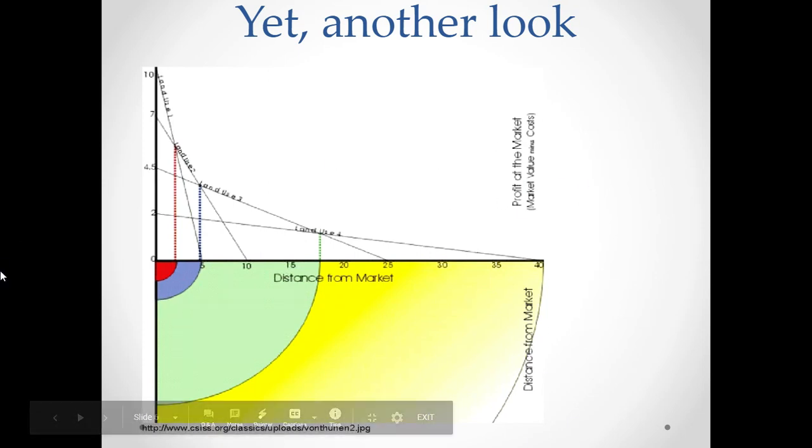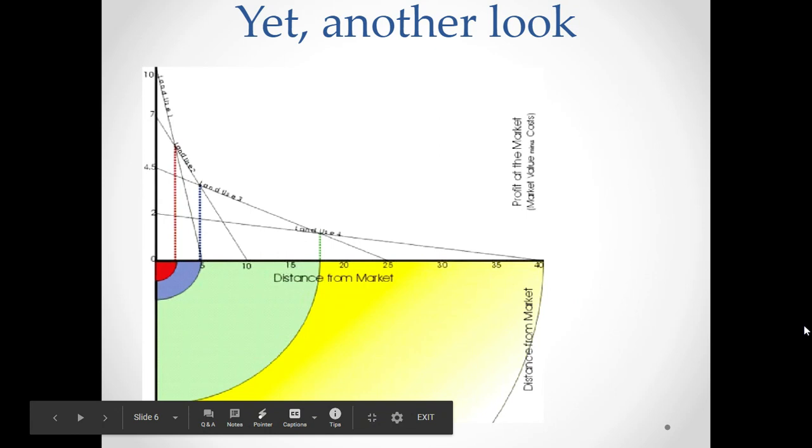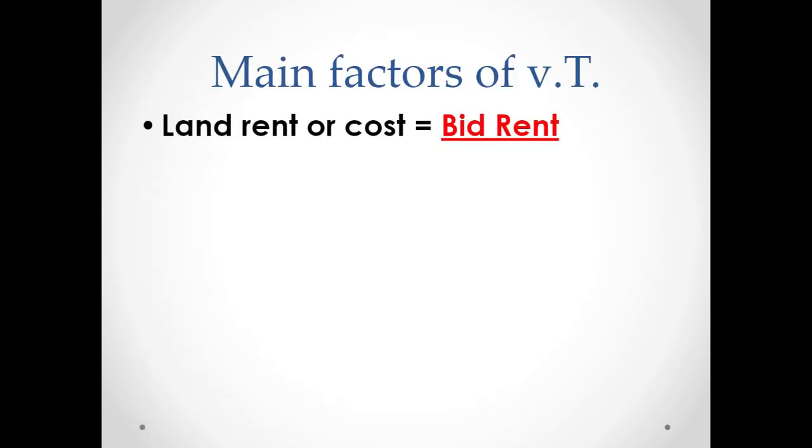So think of this too. On this graph, we have the profit of the market kind of dictating how close the proximity is to the central city market. So main factors of von Thunen: land rent or cost equals bid rent. So bid rent is going to be a huge factor in that. Think about it. You're trying to turn a profit.